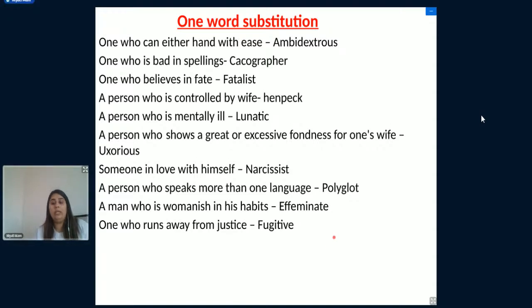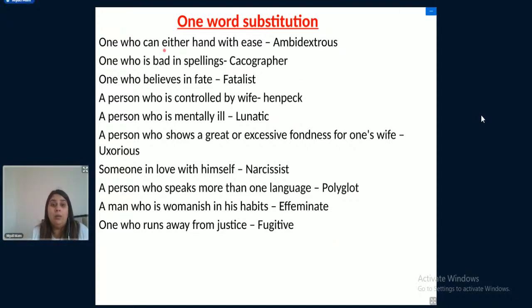So is this clear to you? Now let us consider. Okay. So as in the previous session, we have done 4 words, right? Now, in this session, we will be reading one word substitution. Got my point? See, one word substitution.